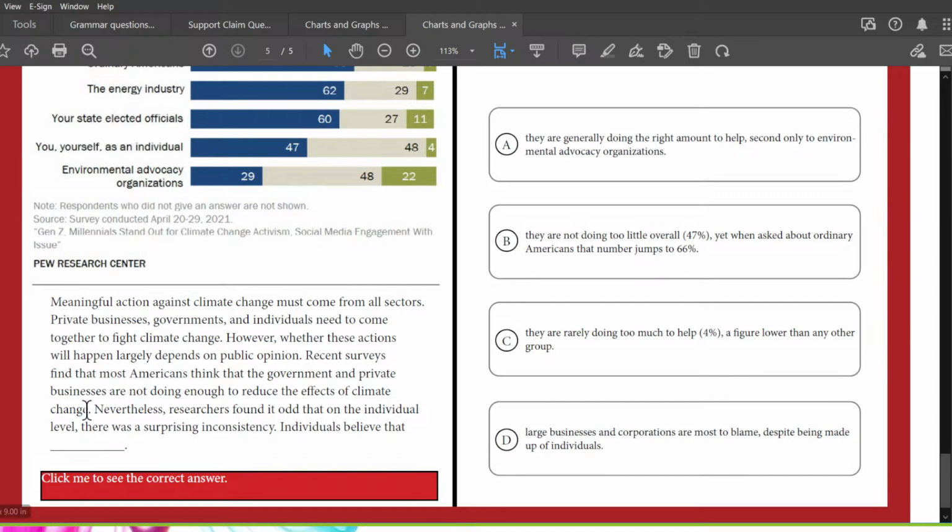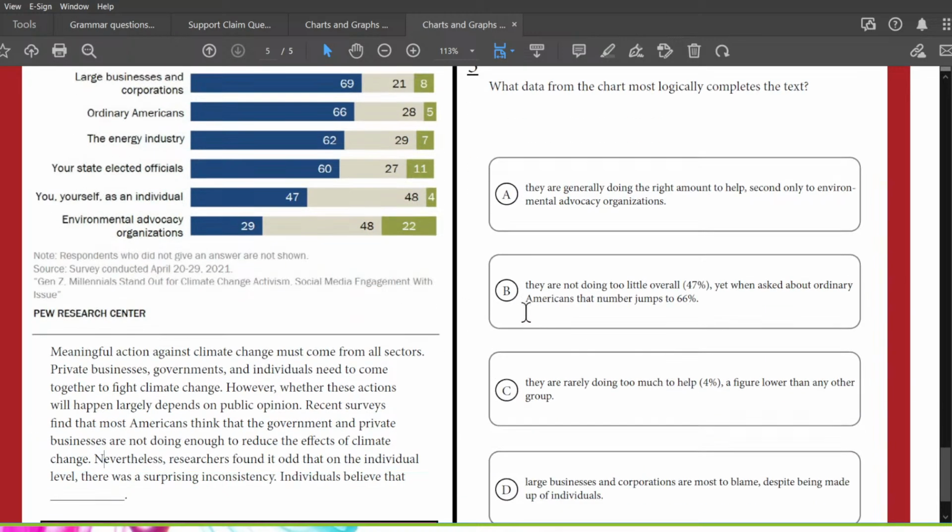I might just go back a little bit more again, read a little bit more behind. It says recent surveys find that most Americans think that government and private businesses are not doing enough to reduce the effects of climate change. Okay. So we're talking about climate change and whether people are doing enough for it. And they're saying there's this inconsistency on the individual level.